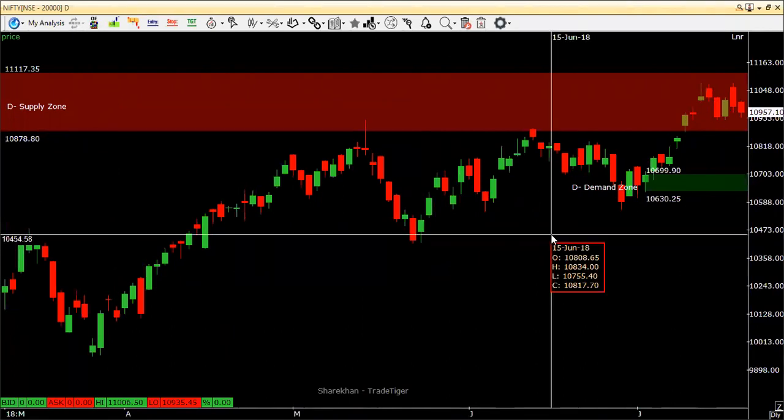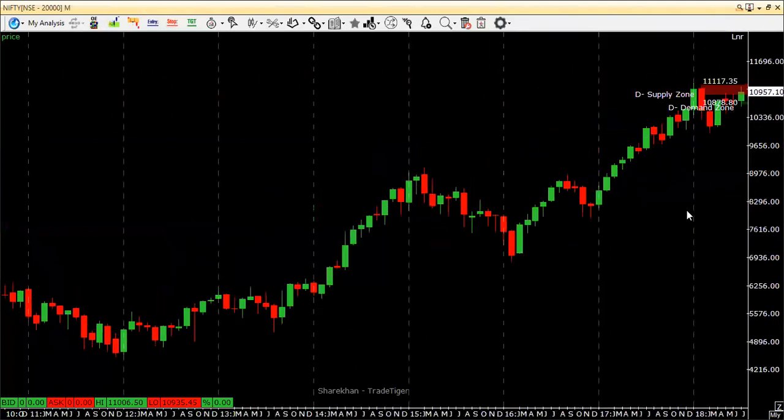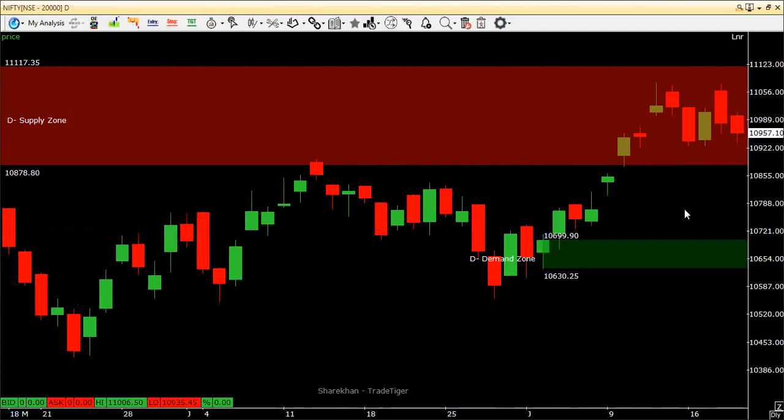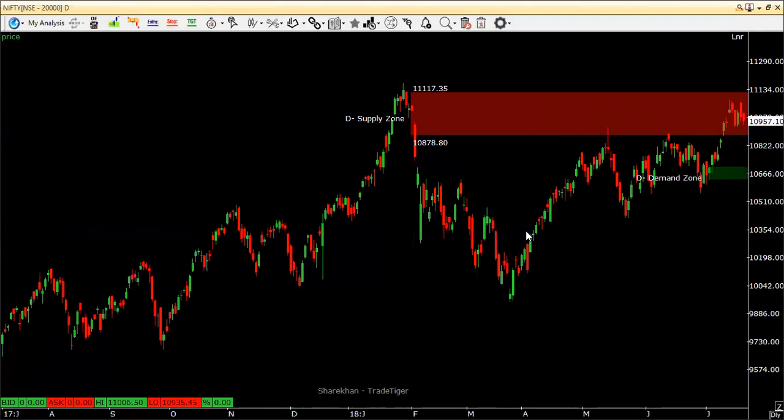If you look at higher time frame charts, on the weekly chart there is no supply zone at all. And on the monthly chart, there is no supply zone as well. So coming back to the daily chart, I would just like to remain cautious, watch the market, and not take any positions in the Nifty. But definitely there are great opportunities in stocks. I keep planning intraday, position and swing trades in various stocks, and some stock or the other always gives me an opportunity.